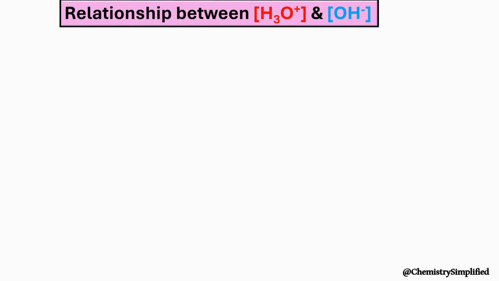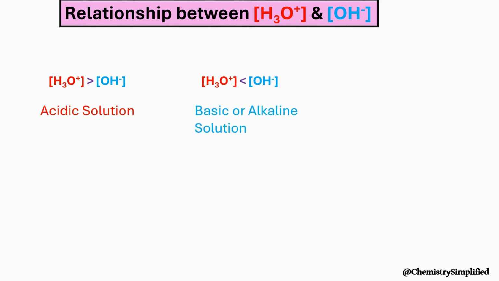Now let's look at the relationship between hydronium ion and hydroxide ion. If hydronium ion is greater than hydroxide ion, the solution is said to be acidic. On the other hand, if hydronium ion is less than hydroxide ion, the solution is said to be basic or alkaline. And if they are equal to each other, the solution is said to be neutral.